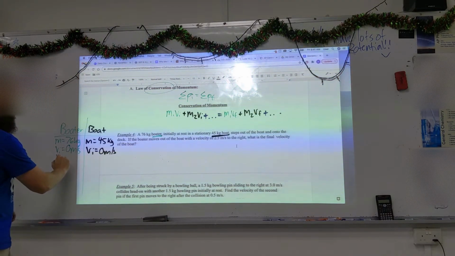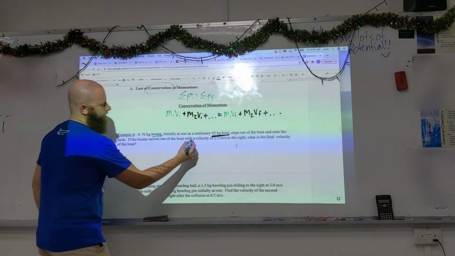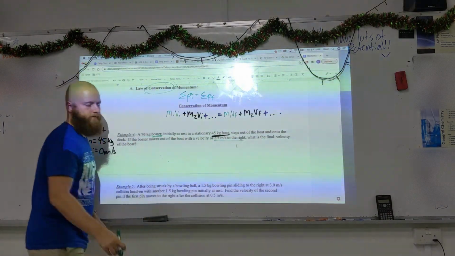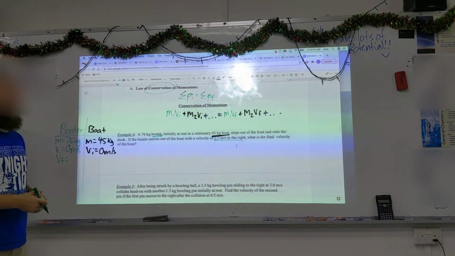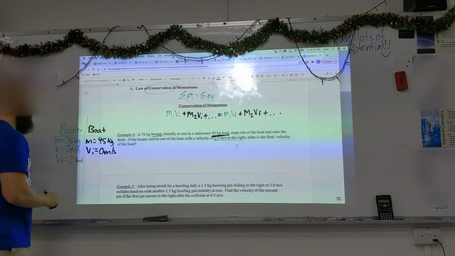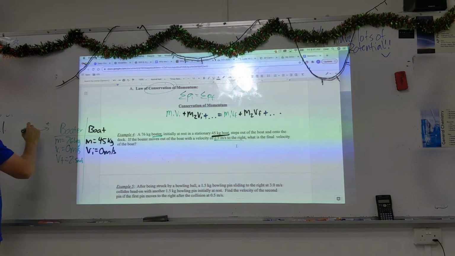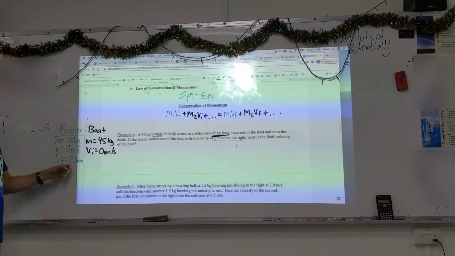Now, the final velocity of the person is going to be this 2.5 meters per second to the right. Okay? 2.5 to the right. So that's going to be a, well, let's set our axes. To the right is going to be positive. Let's make to the left negative. So it's going to be positive.